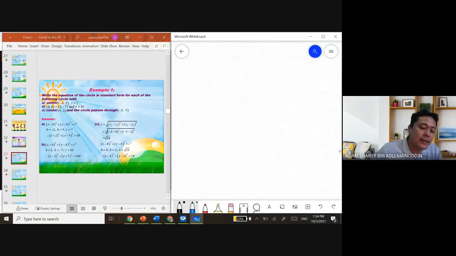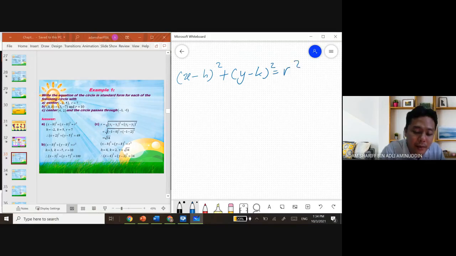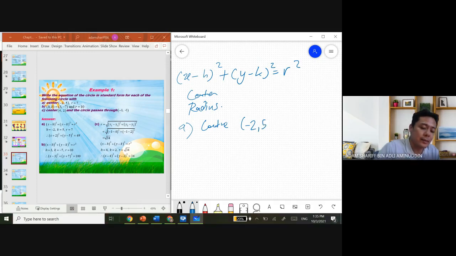It is established that the standard form of the circle is given by (x minus h) squared plus (y minus k) squared equals r squared. So, try to write the equation of the circle. Jawapan dah ada, saya faham. Tapi variable yang kita perlu ialah center, kita perlu radius. You tahu dua benda ni, you can derive your own circle. So for the first one, what is the standard form for the center (negative 2, 5)? Dia bagi dah. And also radius 7.